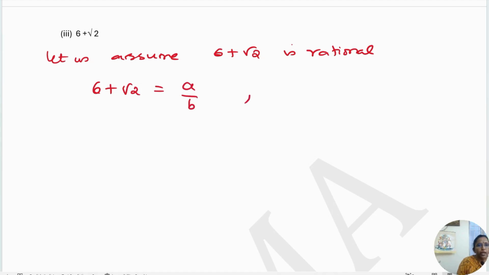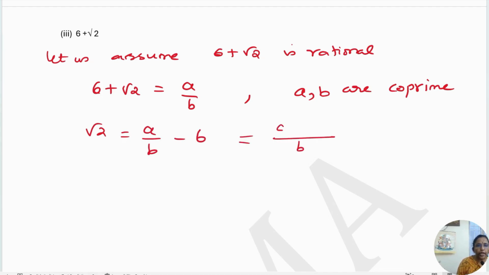Coming to the last question in exercise 1.2, 6 plus root 2. Let us assume 6 plus root 2 is rational. So 6 plus root 2 is equal to a by b, where a and b are co-prime integers. So root 2 is equal to a divided by b minus 6. Take LCM: a minus 6b divided by b is rational, but the left side, root 2, is irrational.